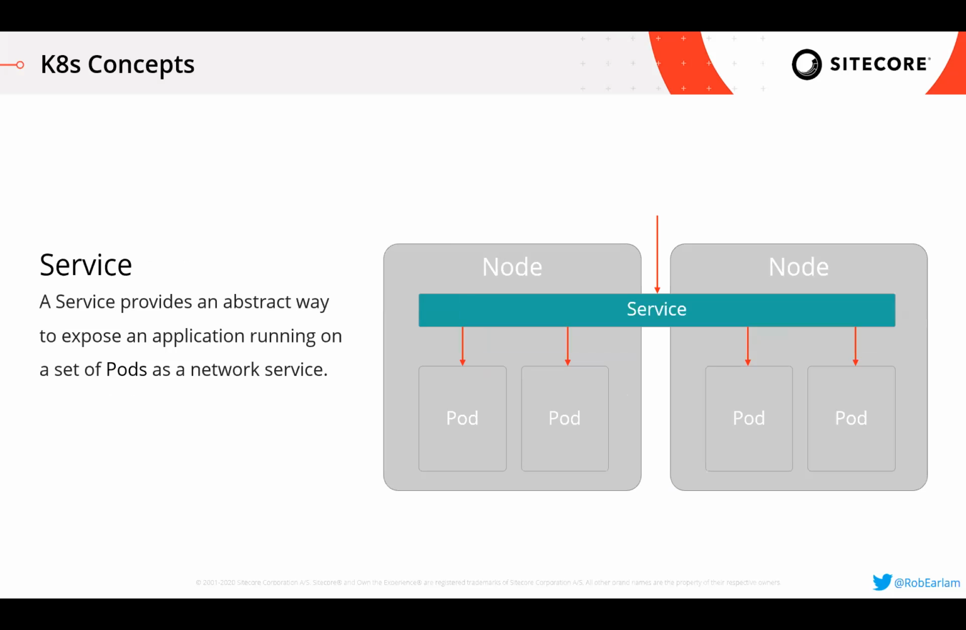Once you've got your pods and your containers deployed out to a node, you need to actually expose them to traffic, both internally. So Kubernetes will create internal networks to allow the pods to communicate, and also externally to allow traffic to be able to access your pods from outside. And this is done through the concept of a service. So a service is an abstract way of exposing an application running on one or more pods as a network service. And it basically allows traffic to come in, hit that service, and then be balanced between the different pods that that service exposes.